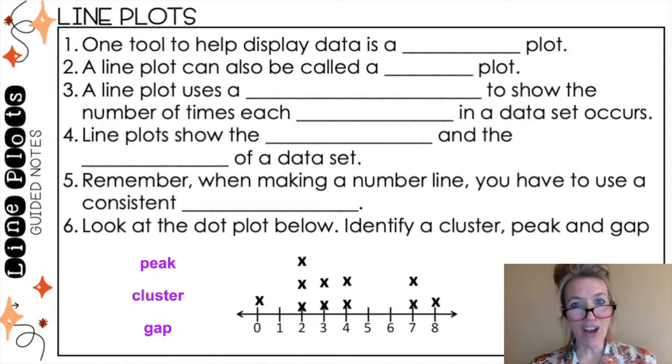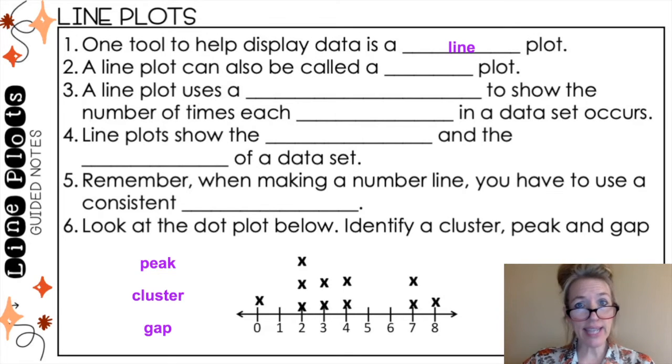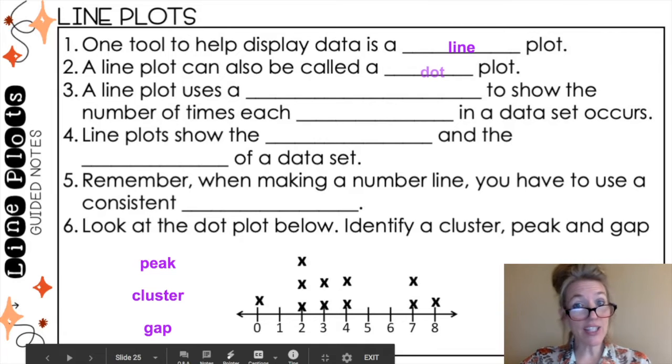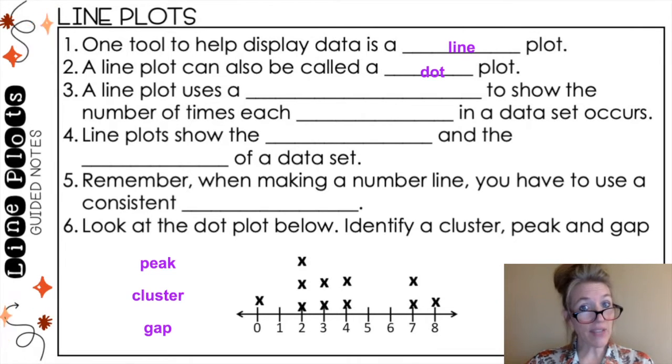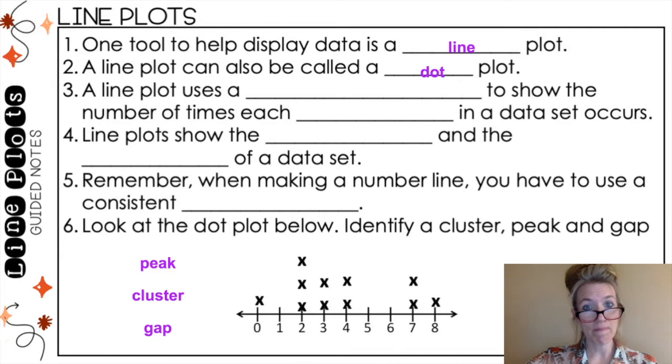So let's begin on number 1 in your notes. One tool that can help us display our data is a line plot. After we've surveyed people and collected data, we can arrange our data into a line plot. Now, sometimes a line plot can be called a dot plot. In fact, if we were taking the STAR test this year, you would see dot plots instead of line plots, but they are the exact same thing. The only difference is the line plot has little X's and dot plots have little dots.